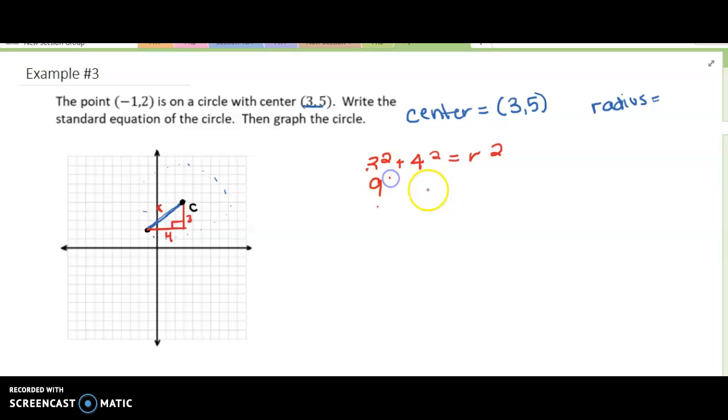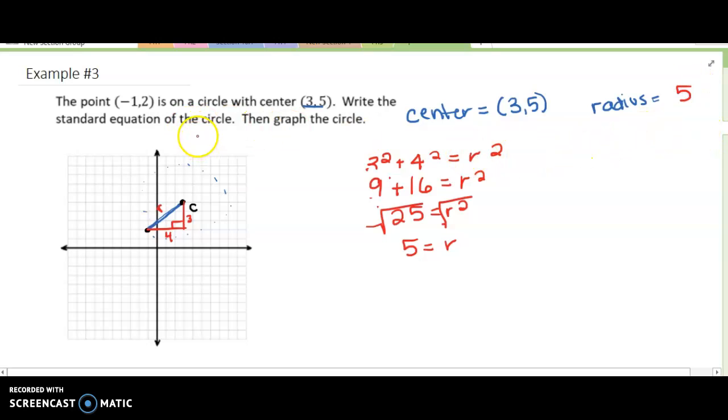So 3 squared is 9, 4 squared is 16, equals r squared. So 9 plus 16 is 25. To undo a square, you square root it. The square root of 25 is just 5. So my radius is 5.